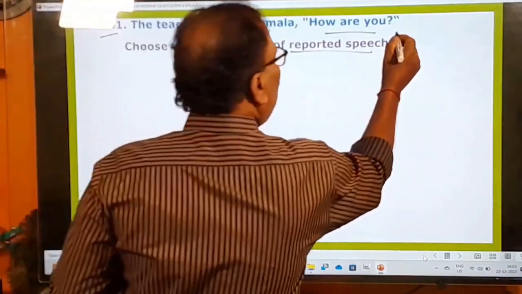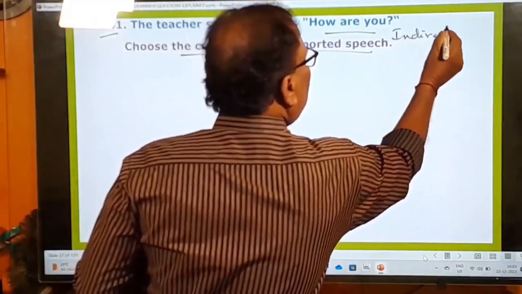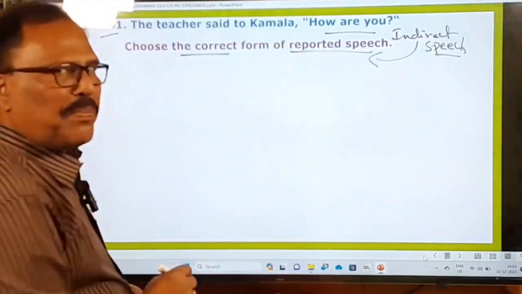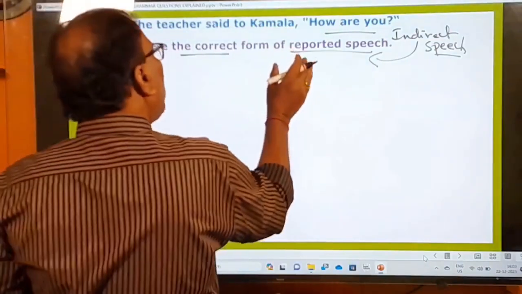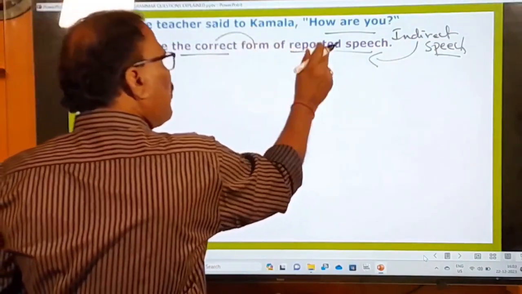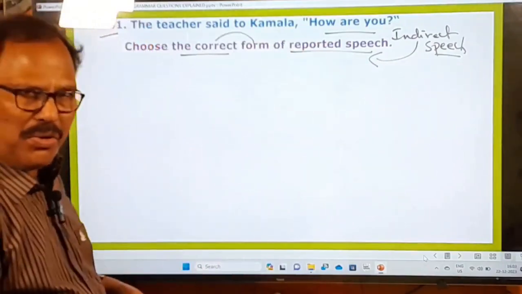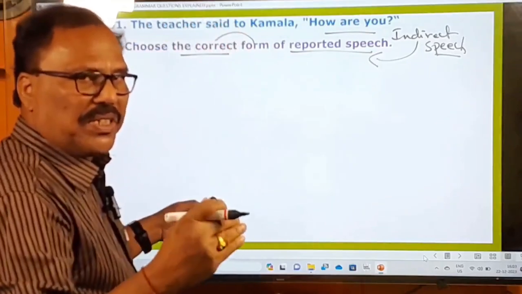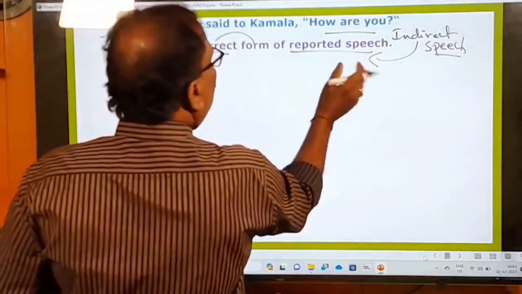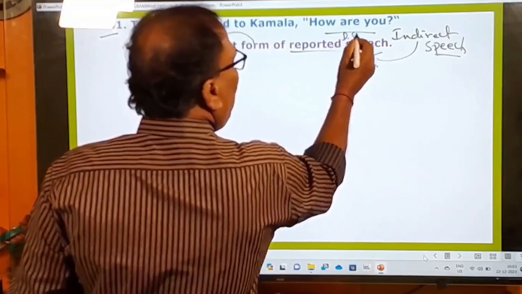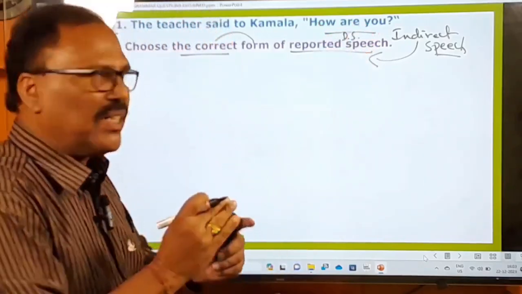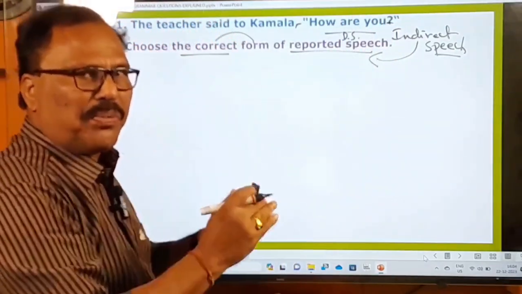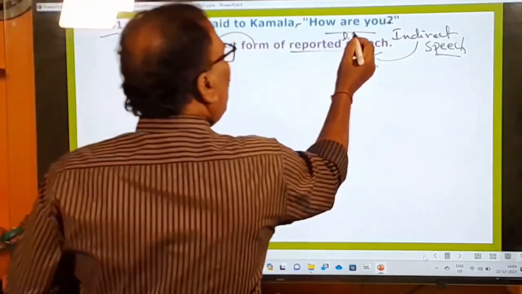Reported speech means, in other words, you can say indirect speech, okay? Indirect speech is also called the reported speech, right? And before we choose the correct form of reported speech from the options given below, let us solve this question on our own first of all, okay? So here, what is there in the direct speech? Whatever the matter is put between the inverted commas is called the direct speech.